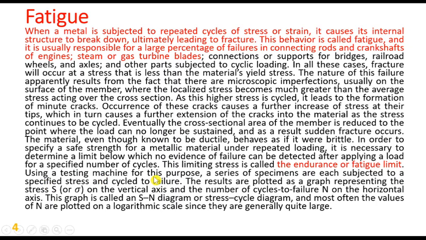Using a testing machine for this purpose, a series of specimens are each subjected to a specified stress and cycled to failure. The results are plotted as a graph representing the stress S or sigma on the vertical axis and the number of cycles to failure n, first cycle, second, third, on the horizontal axis. The graph is called the SN diagram or stress cycle diagram, and most often the values of n are put on a logarithmic scale since they are generally quite large.